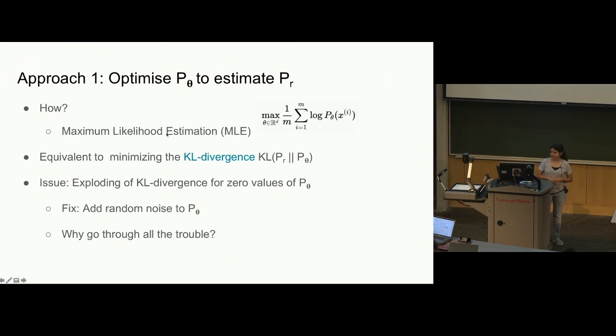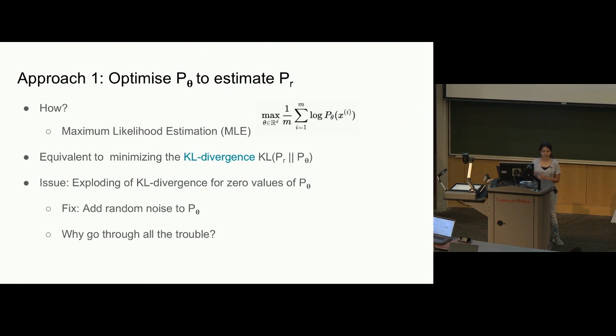The first one, optimizing P theta to estimate PR directly when we assume that P theta is a probability density function. So how do we do that? As we talked about, maximum likelihood estimation, which is done by this equation that you would have gone through in your 601 lectures a lot of time.